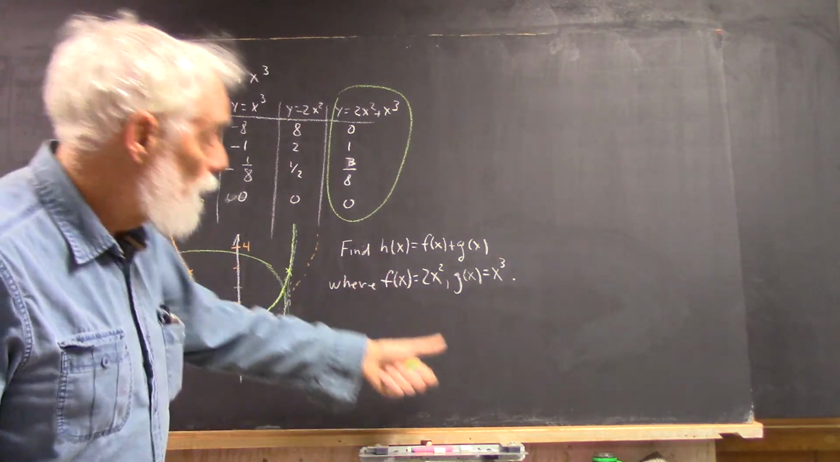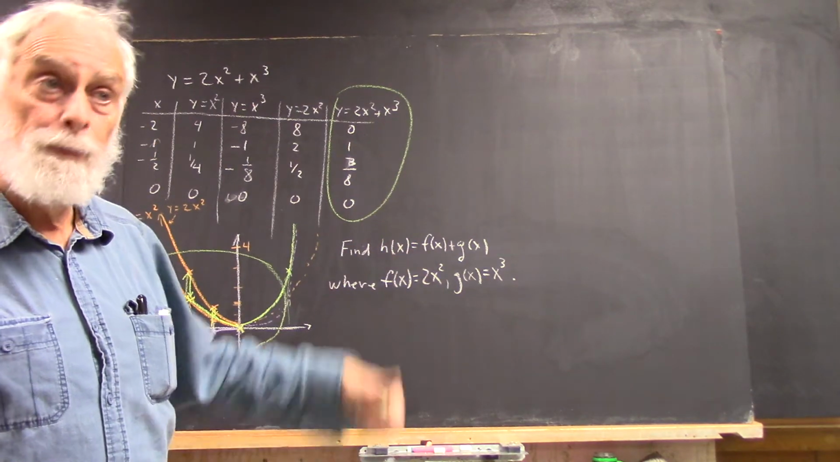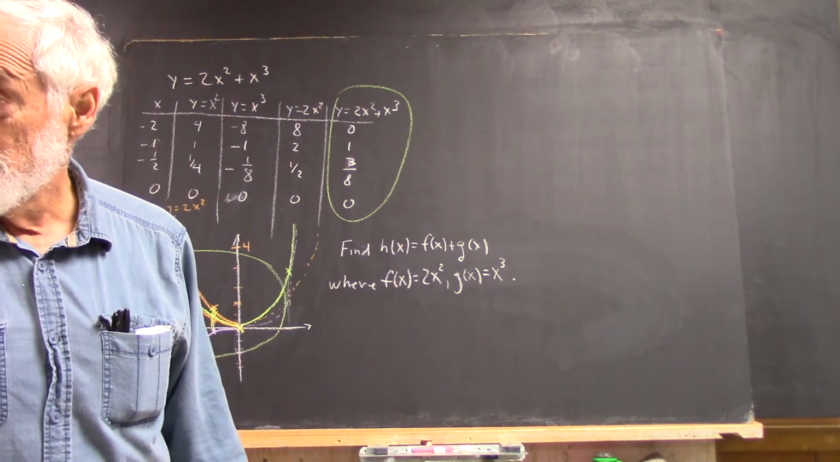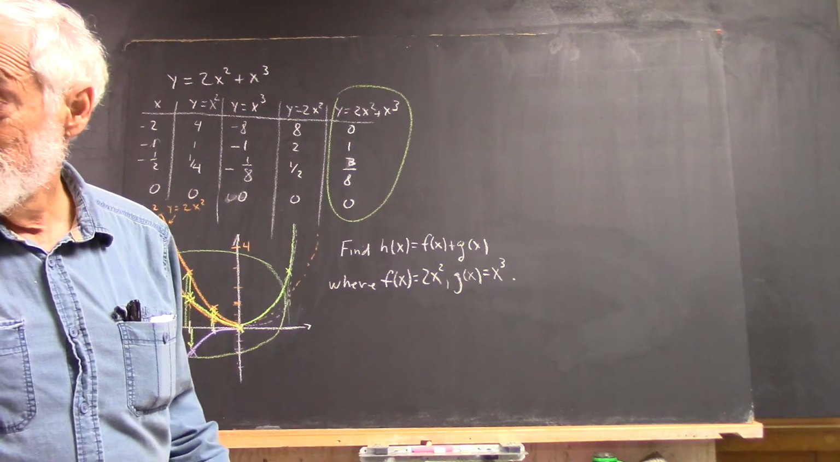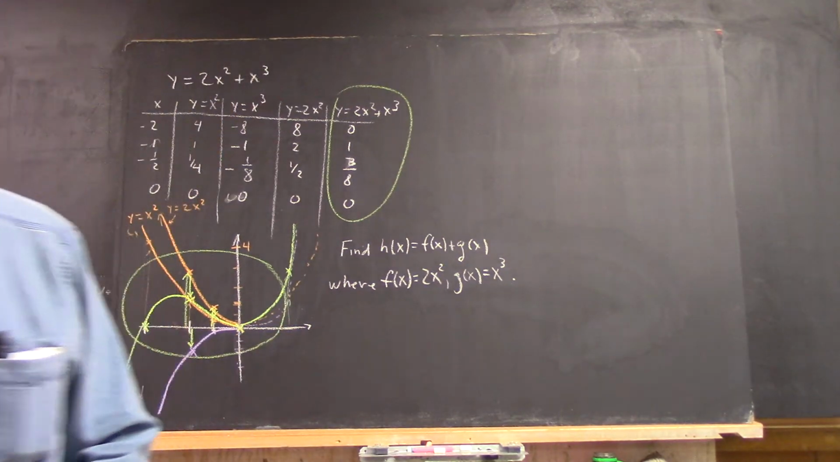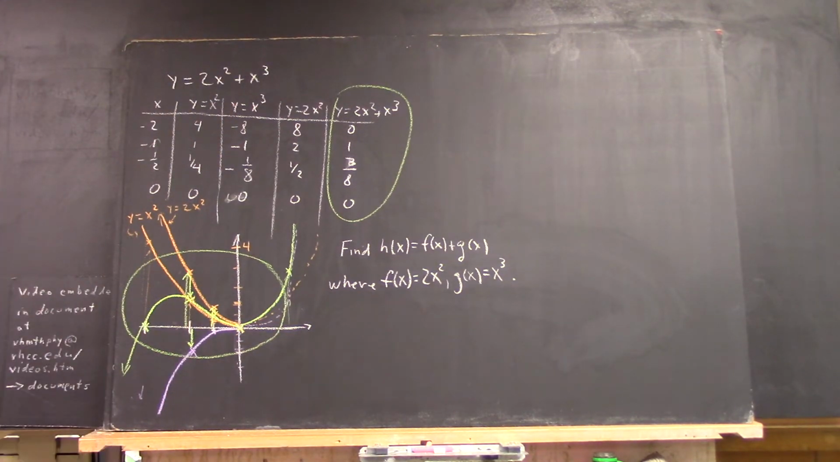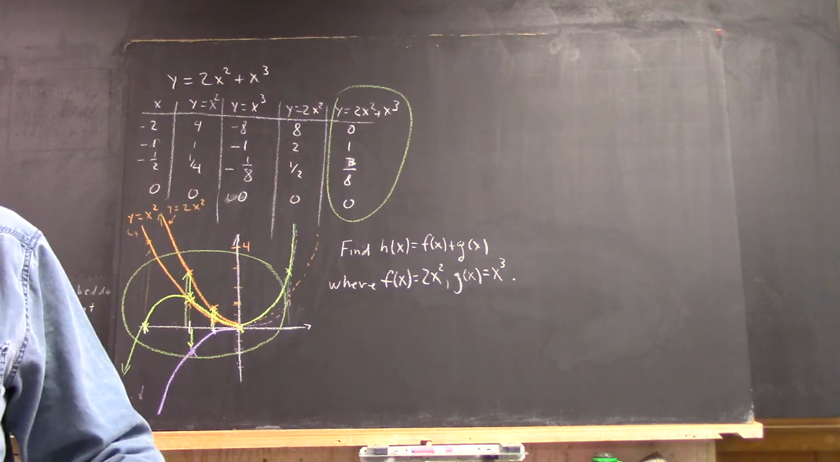What would f of x divided by g of x be? Well, 2x squared divided by x cubed, that would be 2 over x, wouldn't it? Okay? And those are important functions. And we have to see how they relate to each other. And also we have composites, f of g of x. Okay? Which would be pretty simple in this case, or g of f of x.